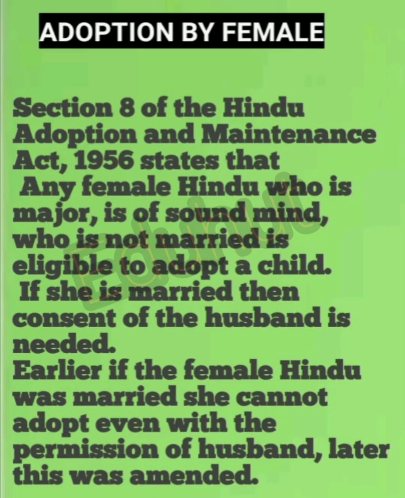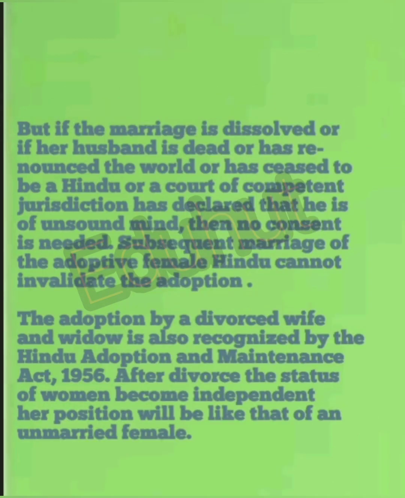Adoption by female. Section 8 of the Hindu Adoption and Maintenance Act 1956 states that any female Hindu who is major, of sound mind and who is not married is eligible to adopt a child. If she is married, then the consent of the husband is required. Earlier, if the female Hindu was married, she could not adopt even with the permission of her husband. Later, this was amended. But if the marriage is dissolved, or if her husband is dead or has renounced the world or has ceased to be a Hindu, or a court of competent jurisdiction has declared that he is of unsound mind, then no consent is needed.